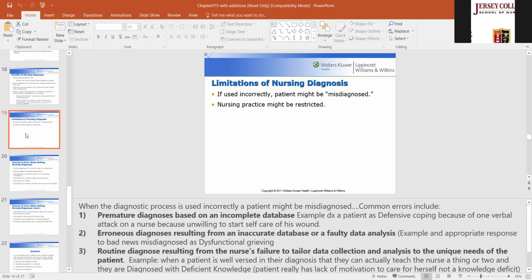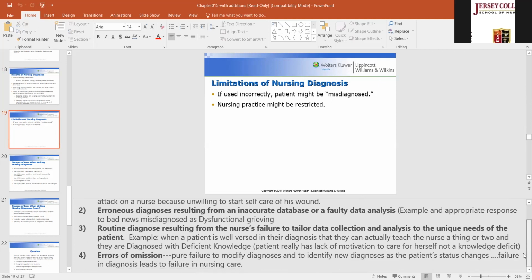Erroneous diagnoses result from inaccurate databases, or from data that we get that's not true or inaccurate. A routine diagnosis results from the nurse's failure to tailor the data collection. So we stereotype, or we put everybody in one category instead of investigating for unique and individual things about this individual person. We don't modify the diagnosis to identify new issues that the patient has when they have a status change. And that leads to failure in the nursing care itself.